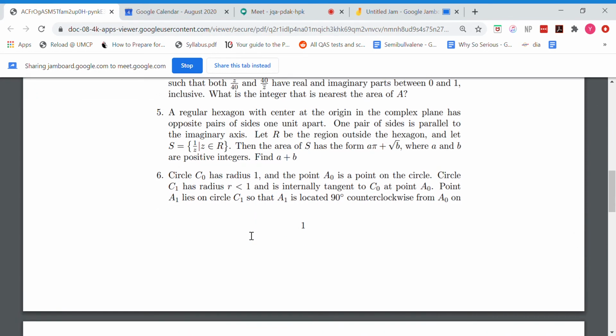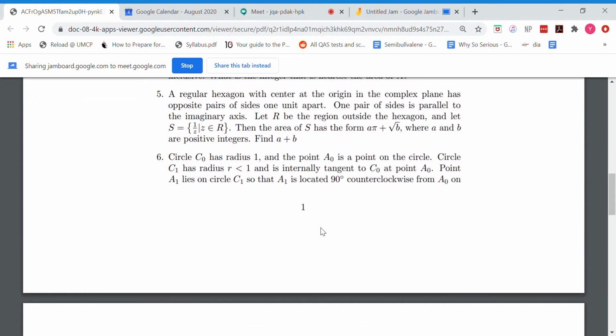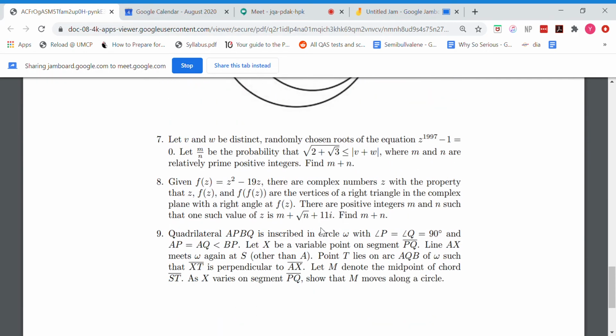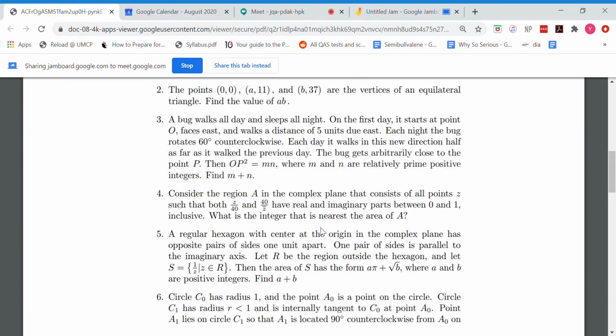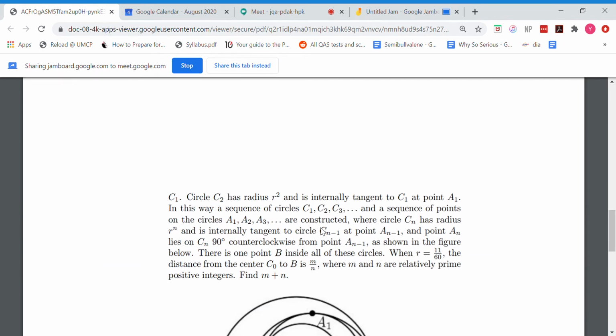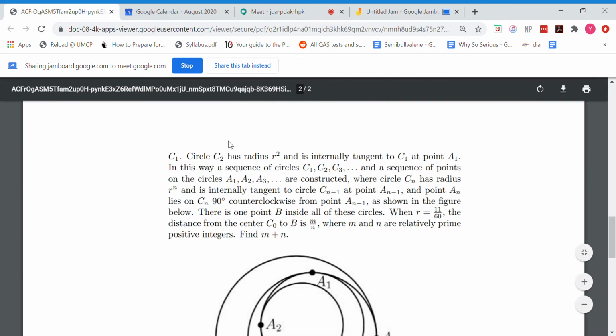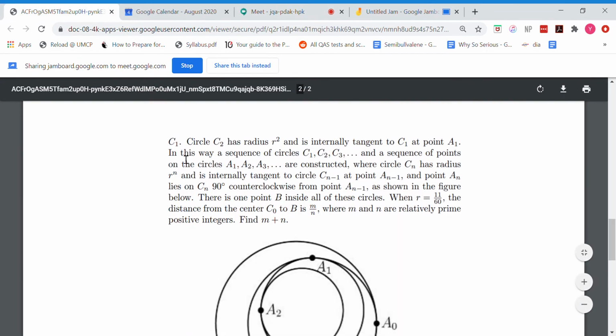Circle C0 has radius 1, and the point A0 is a point on the circle. Circle C1 has radius R, less than 1, and is internally tangent to C0 at point A0. Point A1 lies on circle C1, so that A1 is located 90 degrees counterclockwise from A0 on C1. Circle C2 has radius R squared, and is internally tangent to C1 at point A1. And then you keep constructing, so circle Cn has a radius R to the n.